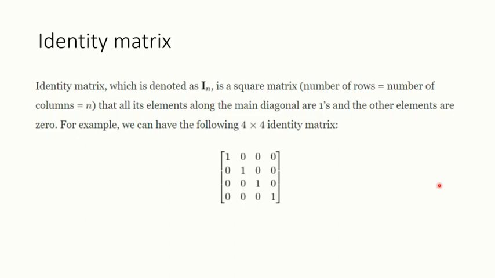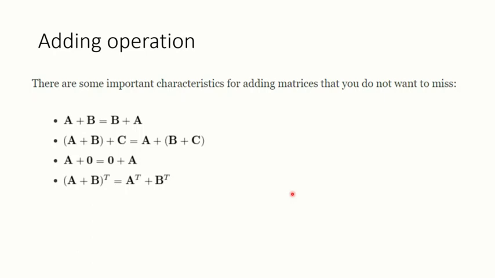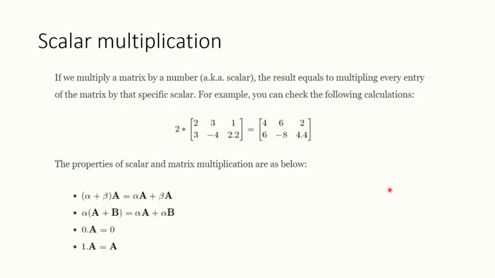Identity matrix is a square matrix where the diagonal elements are all ones. There are some addition operations you can apply. So if you have a matrix A plus B, it's the same as B plus A, or something like those. Scalar multiplication for the matrix is simple. So in this case, you multiply 2 to this matrix, and all the elements inside the matrix get doubled. And those are some of the properties of scalar multiplication.